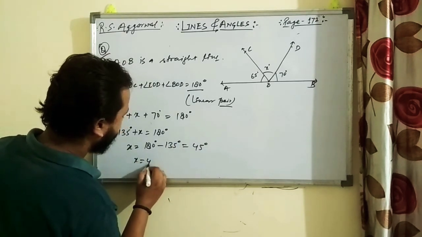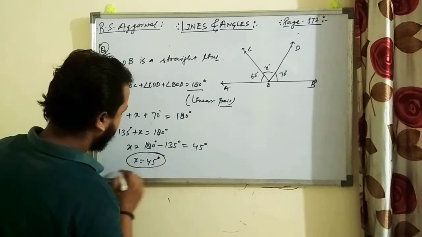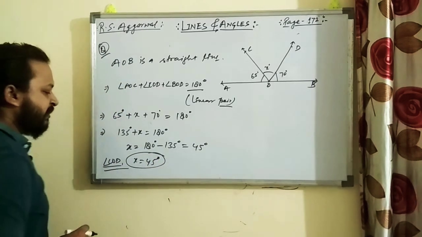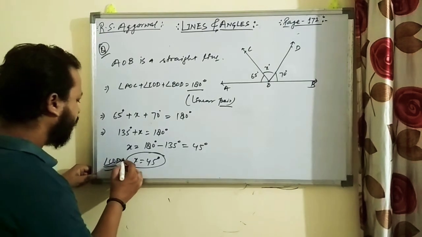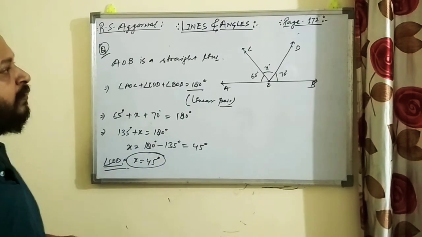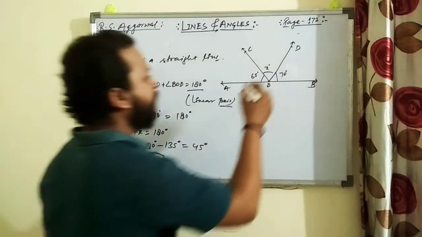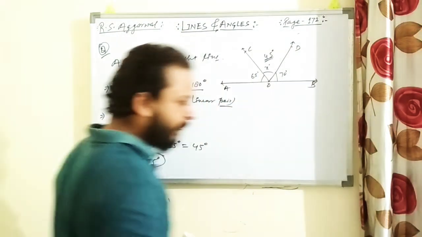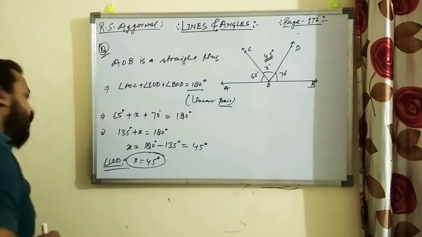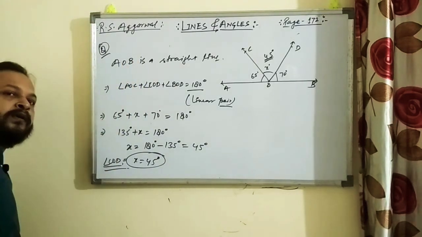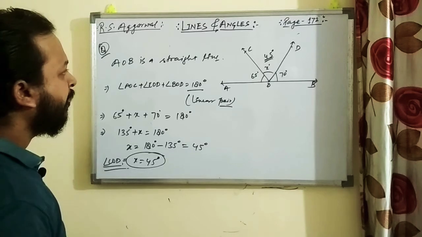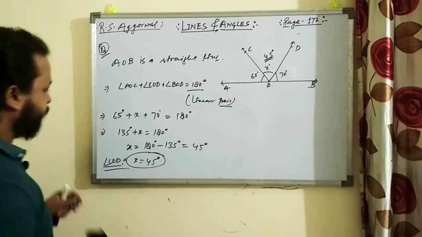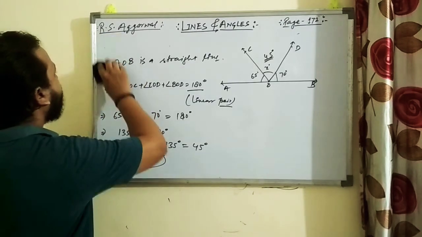So x is equal to 45 degree, means angle COD. So angle COD is equal to x, which is 45 degree. So this angle is equal to 45. Right? Now come to question number 9. Just pause the video, note it down if you want, and if you understood, just solve it on your own. Now come to question number 9.